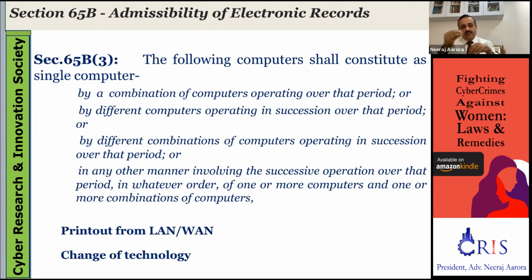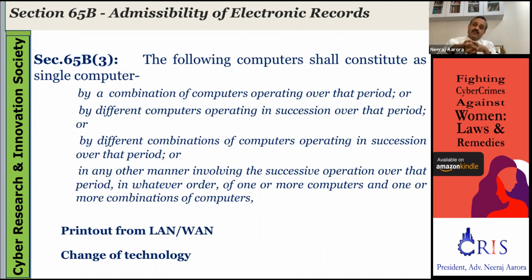For example, if you are working in any organization and a particular document is being created, it may be possible that 5 or 10 persons from different departments may be working on that particular document. Okay? So the document is not being produced by a single computer, it is being produced by a combination of computers which are part of the same network.